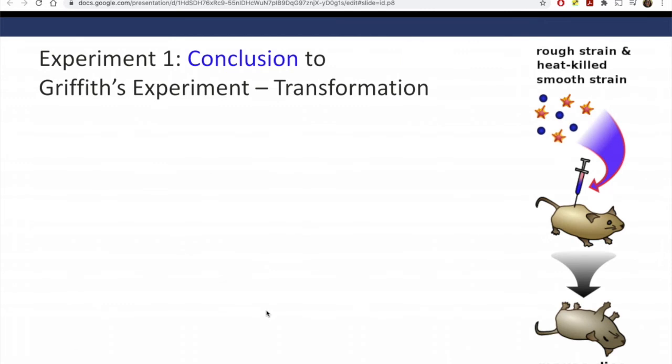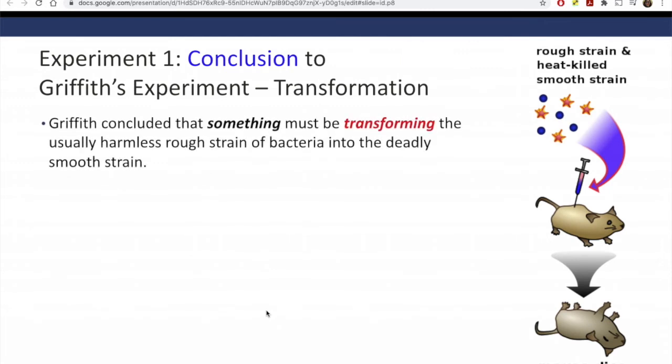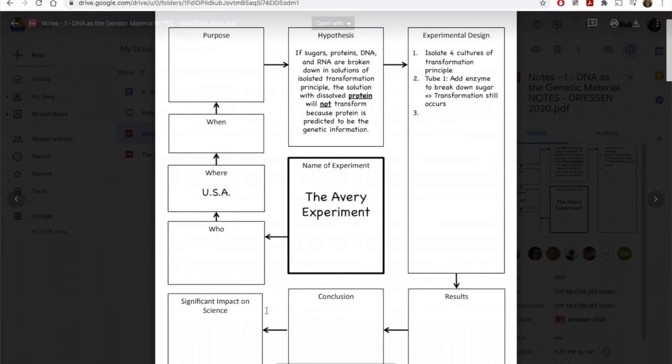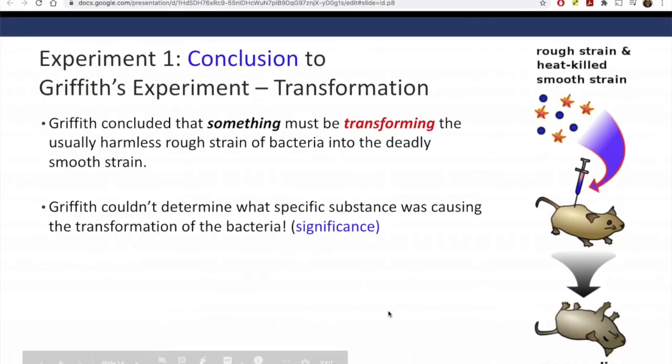All right, let's take a look at his conclusion. So you can write this in for your conclusion right here. I think the results are here too. So Griffith concluded that something must be transforming the usually harmless rough strain of bacteria into the deadly smooth strain, but he couldn't determine what that was. Okay, so there's some kind of mystery substance, some kind of mystery molecule that's transforming these non-deadly strains into deadly strains when they're exposed to this type of molecule, or cell.